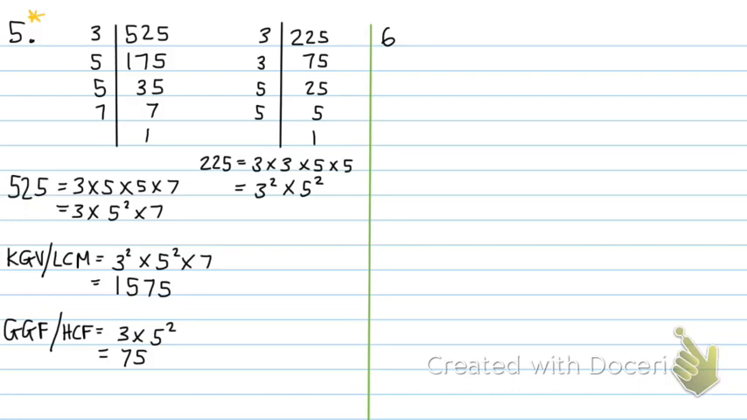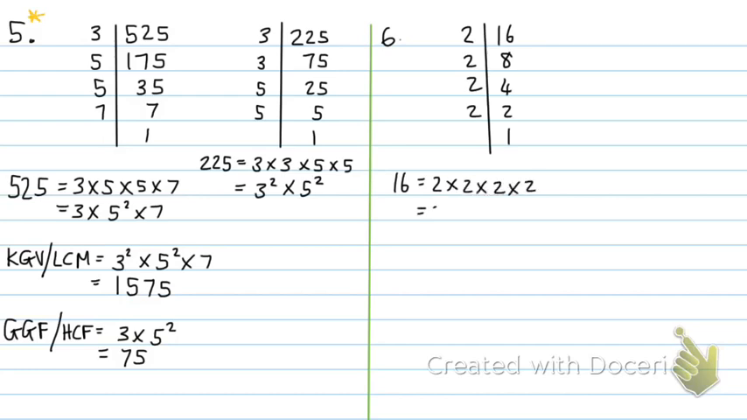Number 6. 16 and 2. Okay, so let's do the ladder method for 16. 16 divided by 2 is 8. Divided by 2 is 4. Divided by 2 is 2. Divided by 2 is 1. So 16 is 2 to the power 4. Remember, you can test it on your calculator with the shift fact button. 16 equals shift fact. Then 2, to do the ladder method for 2 is going to be very short.